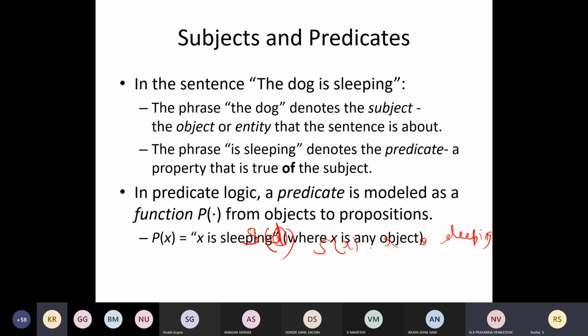That's what. See, P of X. X is sleeping, where X is any subject. Here we are using P of X. It's up to us. One difference is there we use all small letters, maximum. Here we use capital letters, right?